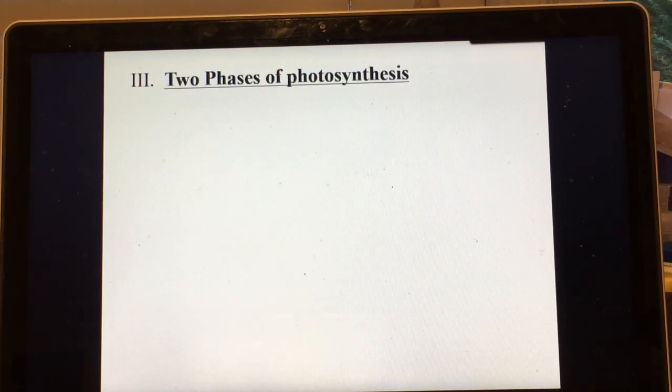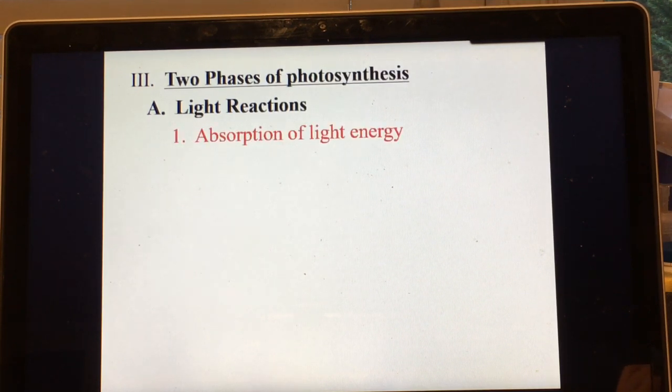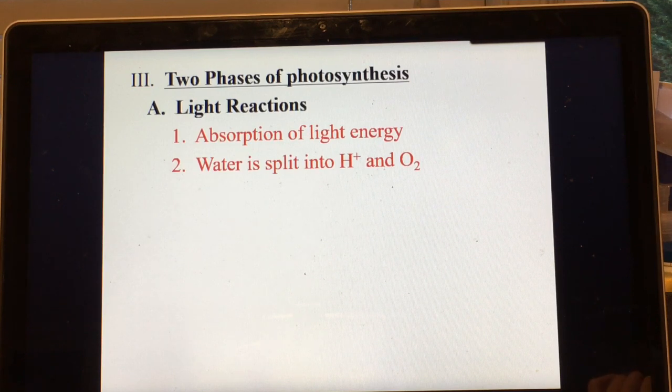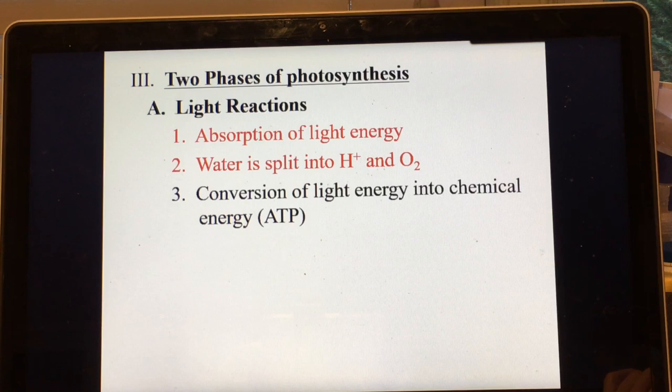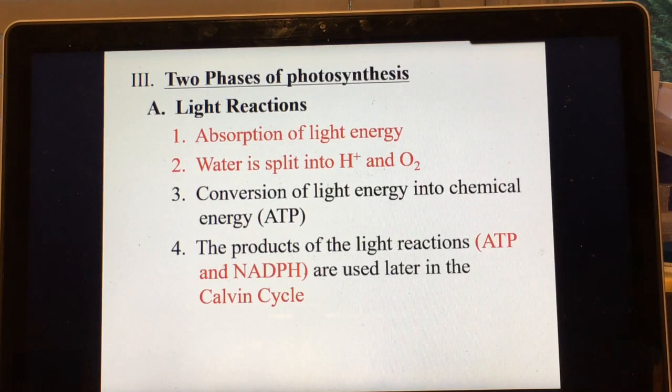So there are 2 halves of photosynthesis, 2 phases, and both occur at the same time, but we're going to, in future lectures, break them up into their 2 halves to get into more details of each one. But the first half is called the light reactions, and this is where we have absorption of light energy. Water is split into hydrogen ions and oxygen gas, and light energy is converted into chemical energy in the form of ATP. At this point, you should be very familiar with adenosine triphosphate. It's the energy currency in cells.